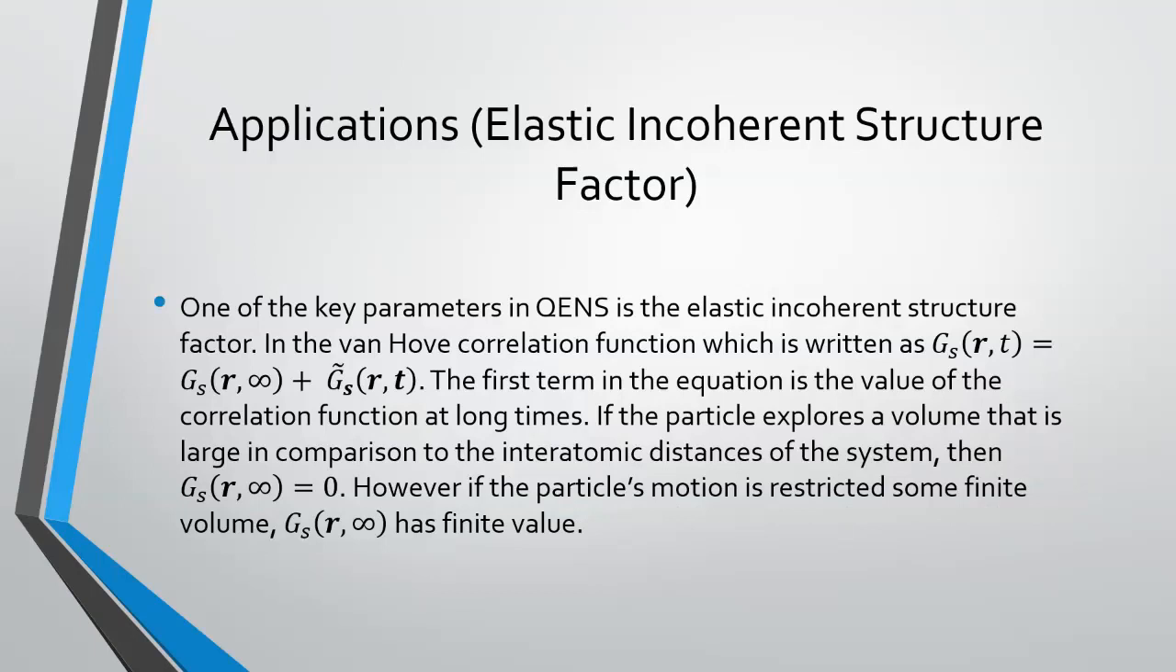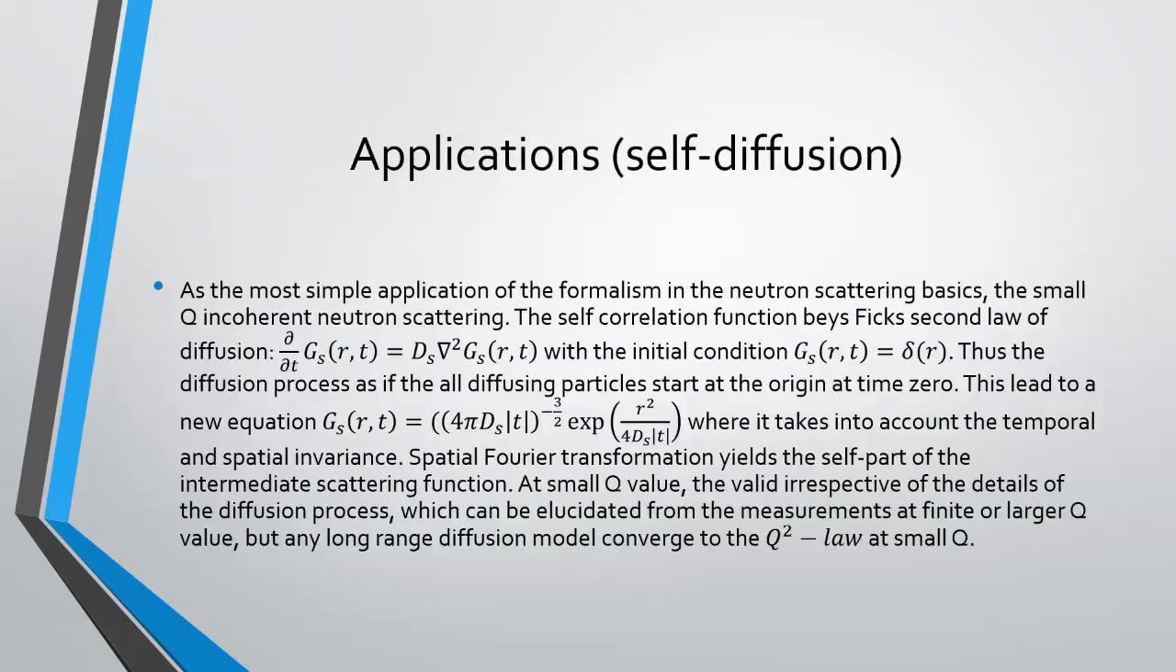Now we get onto the elastic incoherent structure factor, one of the key structure factors in the Van Hove correlation function, which is written as plus G sub s tilde of r and t. The first term in the equation is the volume that is large in comparison to the interatomic distance. It gives us 0. However, if the particle motion has a finite value, it does not.